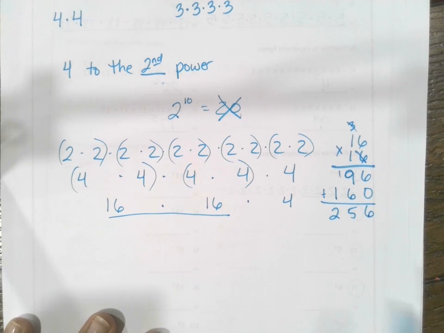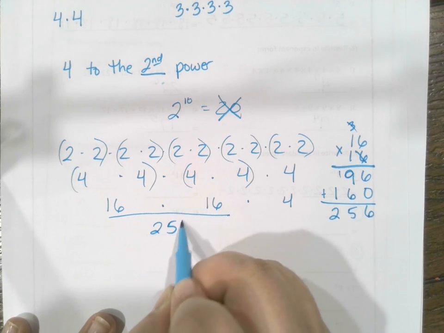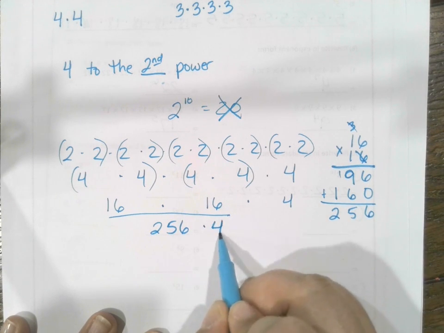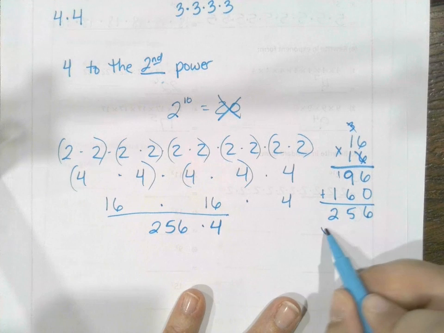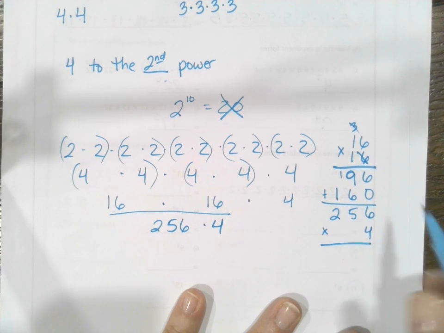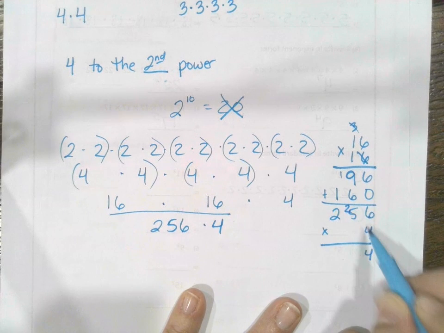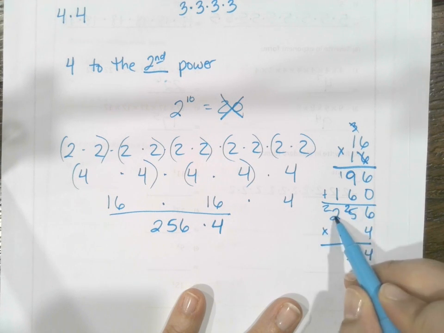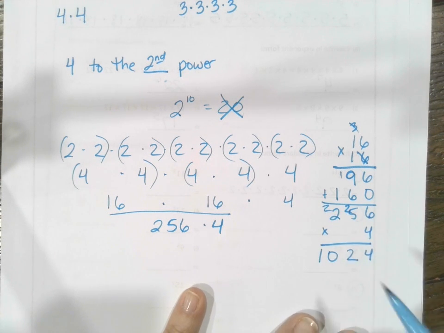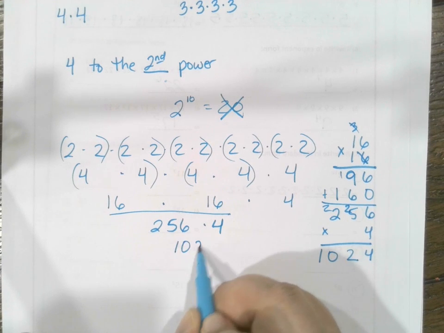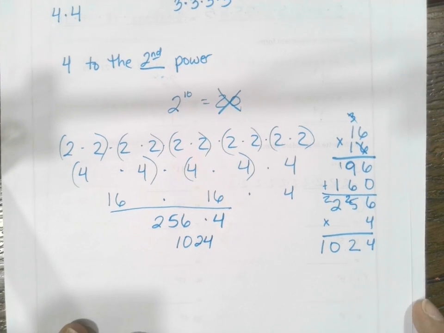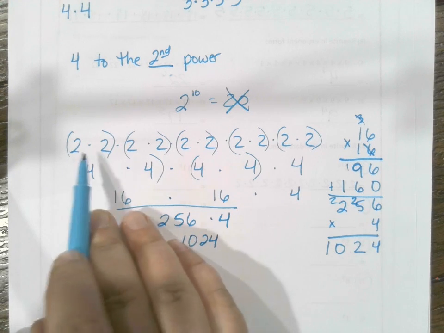Alright, I wish I was done, but I'm not quite done yet. I now need to do 256 times that last number of 4. This shouldn't be too hard. I'm going to keep it here. That's fine. Times 4. So 24. 20 plus 2 makes 22. 8 plus 2 makes 10. Whew. So 1024.